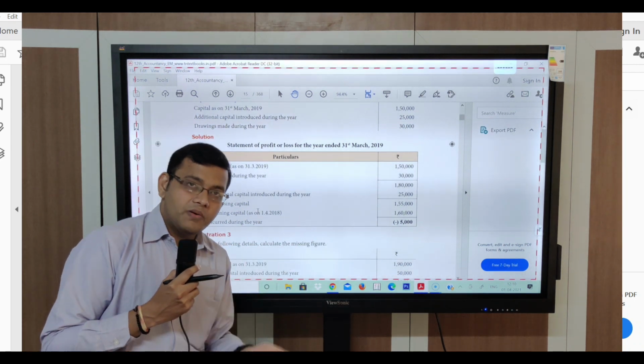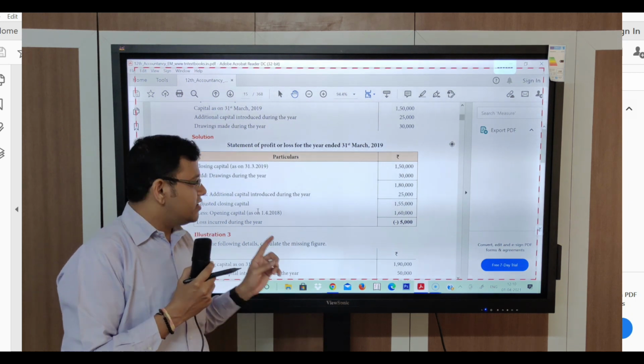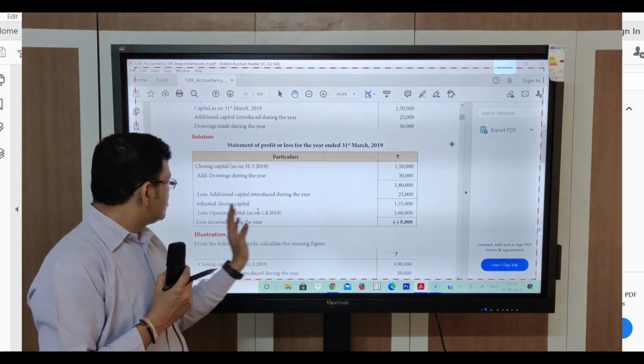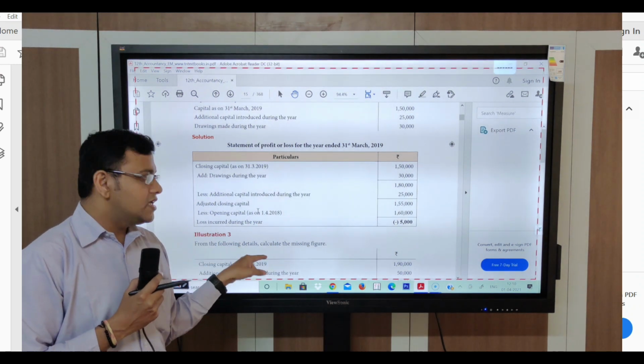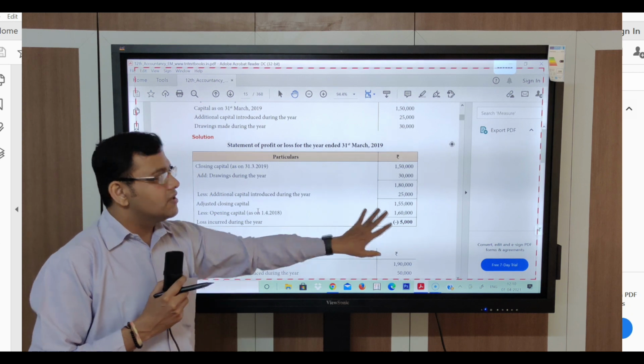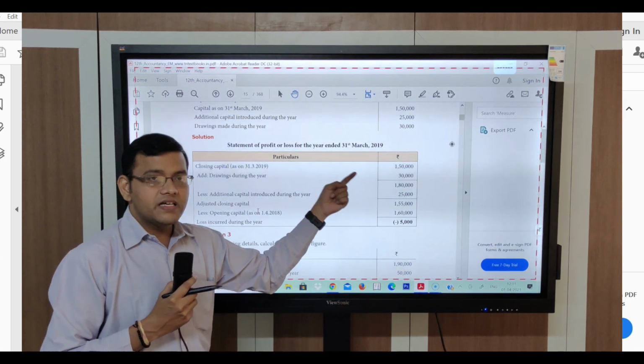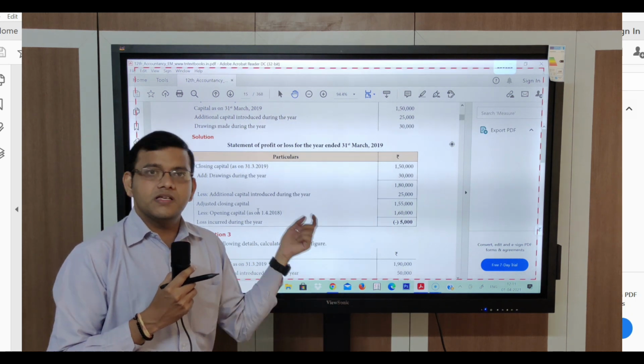That means your closing capital has reduced. It has reduced, which means that is a loss. So you should not put it with a positive sign. You should say loss incurred during the year and show it as minus 5,000. Otherwise, you will not be getting full marks for this question even if you work it out correctly. So there is a reduction in the closing capital, so it's a loss.